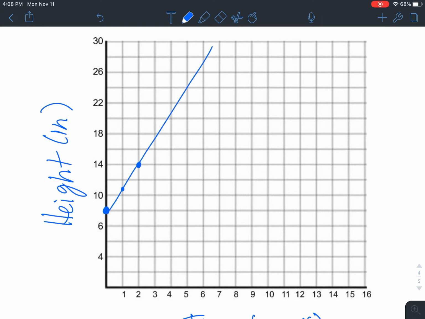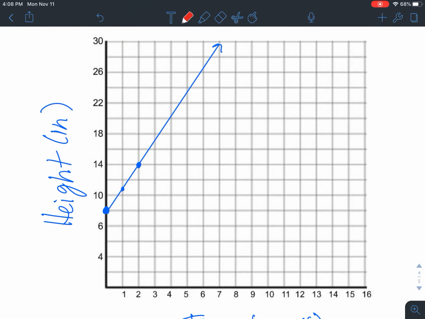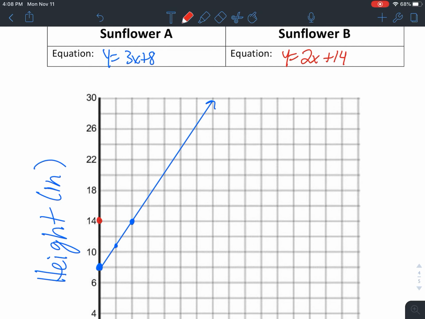So I'm going to go ahead and connect my dots here, which is right there. So then from here, I'm going to go ahead and switch to red. My other equation was y equals 2x plus 14. So now I start at 14. That's my y-intercept. Since my slope is 2, now I grow 2 inches every week, which in this case, 2 inches is 1 block up, 1 block over. And again, I go ahead and just connect my dots.